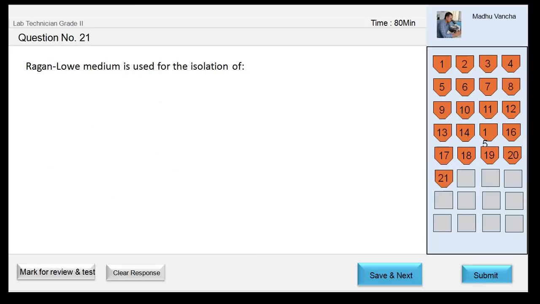Next question, Regan-Lowe medium is used for isolation of option A, Bordetella pertussis. Option B, Vibrio cholera. Option D, that is Brucella melitensis. Option C, Shigella sonnei. That is option A. The right answer is option A, Bordetella pertussis.